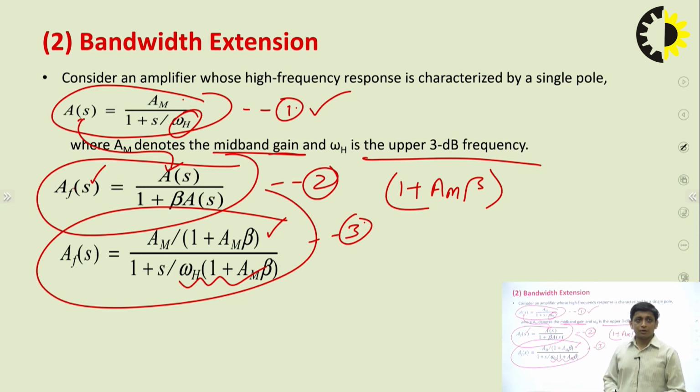So here what we are doing, we have got equation number 1 from the earlier derivation. That derivation was the high frequency response of common source amplifier, and equation number 2 we have derived for the negative feedback system. We have put the value of equation number 1 into equation number 2, and after that we are getting equation number 3, and we are just comparing equation number 1 and 3. From that comparison you can see that the midband gain is reduced by the factor 1 plus AM beta, and the upper 3 dB frequency is increasing by the factor 1 plus AM beta.